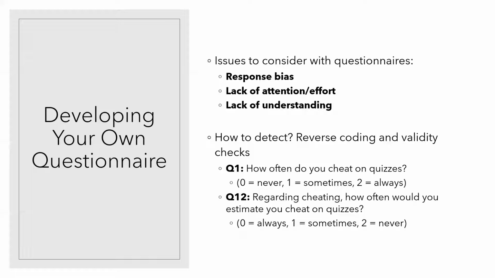How often do you cheat at quizzes is question 1: never, sometimes, and always. There are 3 options. And then question 12, way down more in the survey, reads, regarding cheating, how often would you estimate you cheat on quizzes? And then it says always, sometimes, and never. So you see that the responses for the participant have actually switched. Always is 0 in question 12 and never is 0 in question 1. So if a participant wasn't paying attention and just circling things, they might just circle 0 both times, but they mean completely different things.